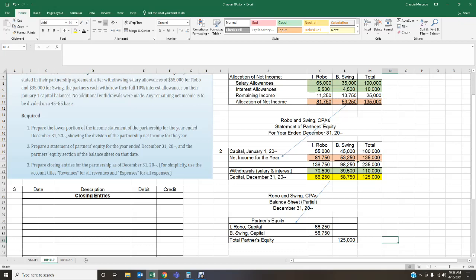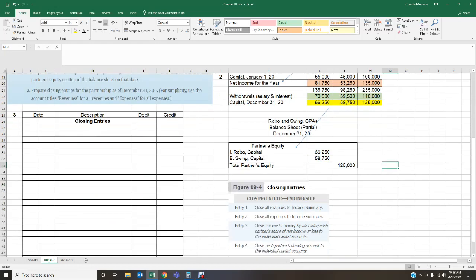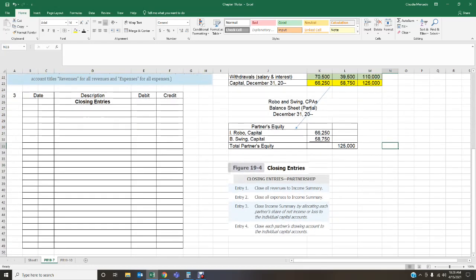Now, requirement number 3. Prepare closing entries for the partnership as of December 31st. For simplicity, use the account titles revenues for all revenue and expenses for all expenses. On your book, there's figure 19.4 that deals with the closing entries. We have 4 entries that need to be done when doing our closing entries. Entry number 1 is we're going to close all revenues to income summary. That is step number 1.